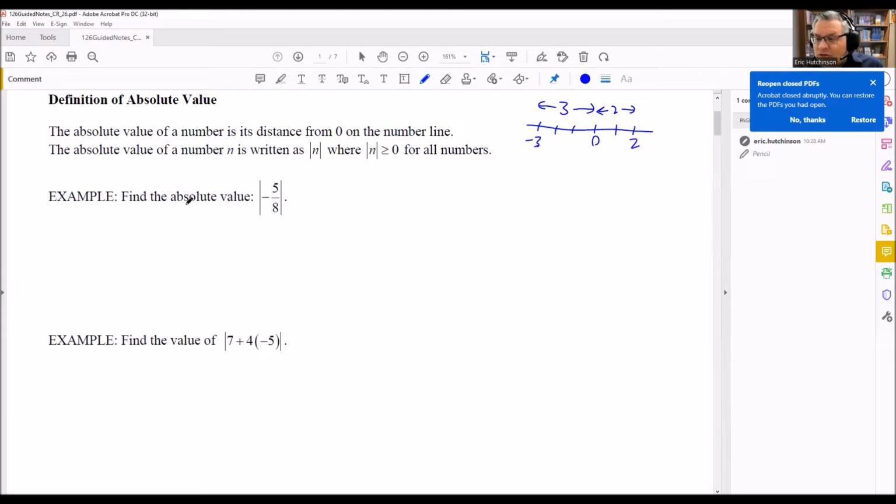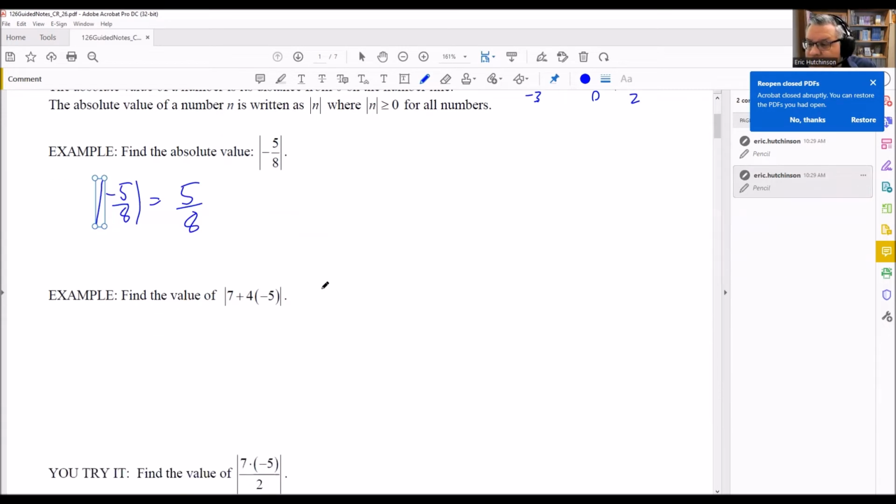So for something like this, if you want to find the absolute value of -5/8, all you're going to do is write 5/8, the positive version. It doesn't matter what number it is, if it's a fraction or a whole number, the distance is always positive, and it'll just be that number, but positive. So the absolute value of -5/8 is going to equal 5/8. The negative is gone in that case.